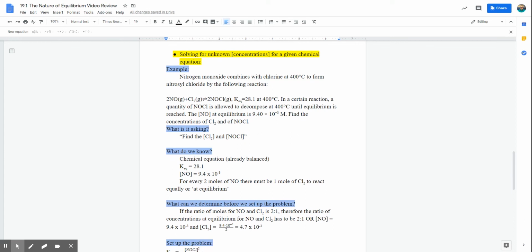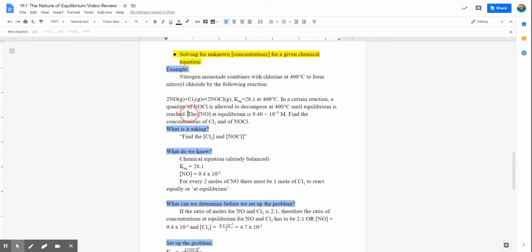So you have nitrogen monoxide combines with chlorine at 400 degrees Celsius to form nitrosyl chloride in the following reaction. So you have 2 moles of nitrogen monoxide plus chlorine gas makes your nitrosyl chloride. Your equilibrium constant is given to you as 28.1, which means, again, it's greater than 1, so this is favored. And then it's at 400 degrees. That it has reached equilibrium, so in a certain reaction, a quantity of nitrosyl chloride is allowed to decompose at 400 degrees until equilibrium is reached.